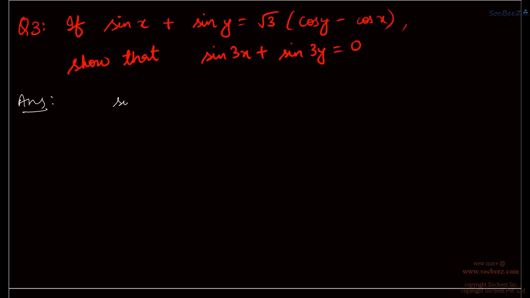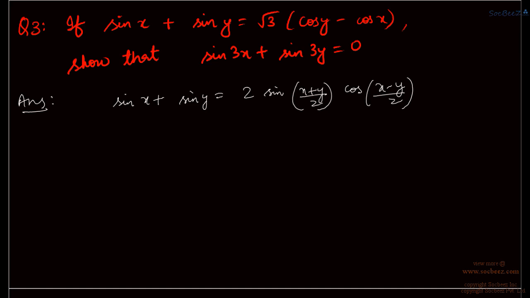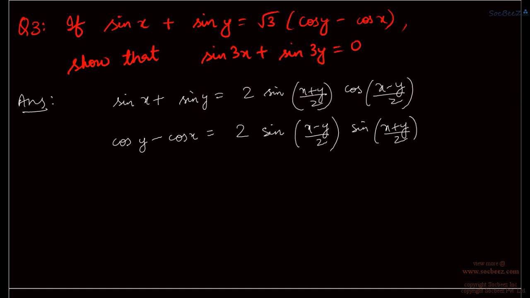Now we know that sin x plus sin y is 2 sin of x plus y by 2 cos of x minus y by 2. Similarly, cos y minus cos x, this is a slightly tricky one. So this is 2 sin of x minus y by 2 and sin of x plus y by 2. Last time I focused on checking the parameters here. The parameter switch here: it's not sin of y minus x by 2, it's sin of x minus y by 2. So these are the conditions.